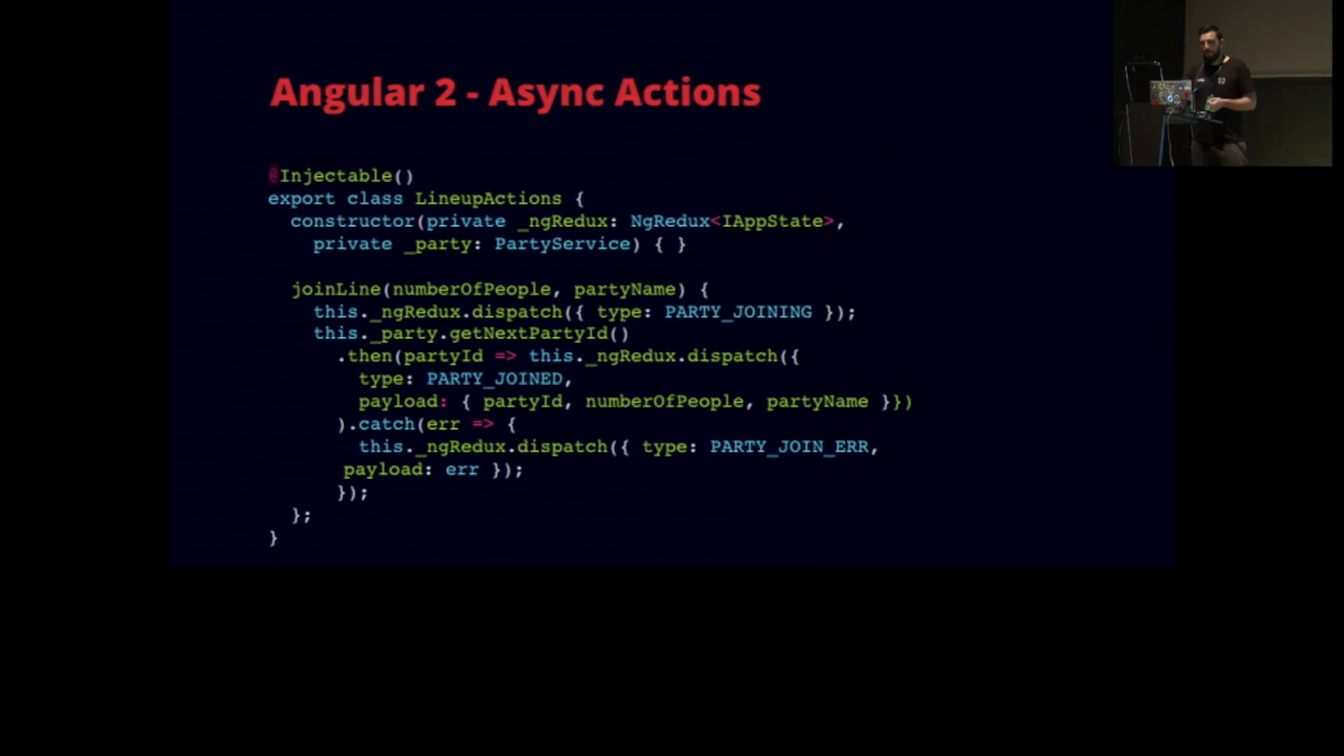An example of the code for doing an asynchronous action: the first thing we're doing is dispatching an action saying we're trying to join a party. We then call a service that might be dealing with an asynchronous HTTP request. Once that resolves with our next party ID, we can dispatch an action saying party joined, with the payload of our party ID, number of people, and party name. And if things failed, we can dispatch an error saying something went wrong.